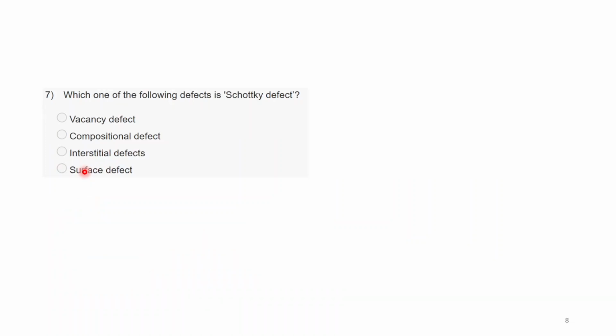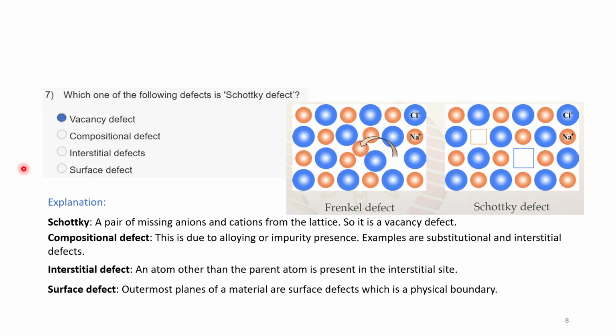Next is, which of the following defects is a Schottky defect? The options are a vacancy type of defect, a compositional type of defect, or an interstitial or surface defect. The answer will be vacancy defect. So this is your Schottky defect. In this case, a vacancy pair will be forming, so it will be a vacancy type of defect.